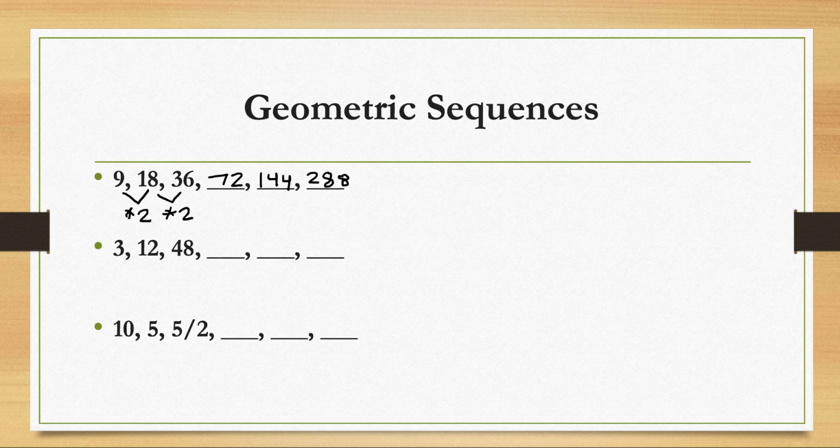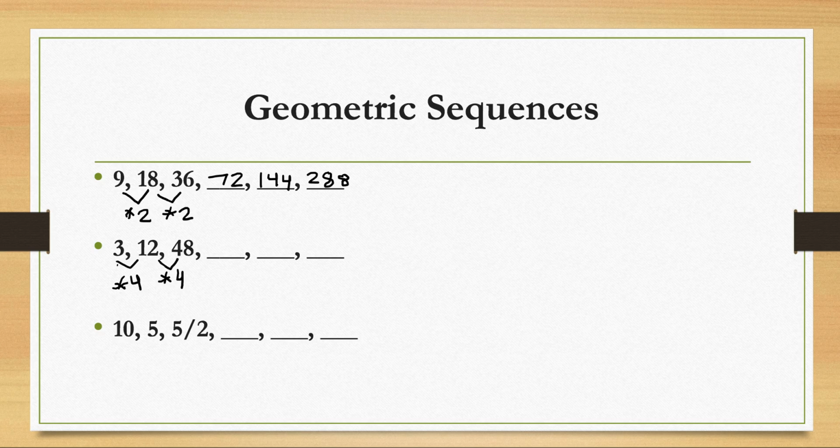So our second one, we're going from 3 to 12. So again, let's think about multiplication here. 3 times what is going to give me 12? And we know that that's going to be 3 times 4. And we want to look at the second one and make sure that the same rule applies. 12 times 4, does that give me 48? It does.